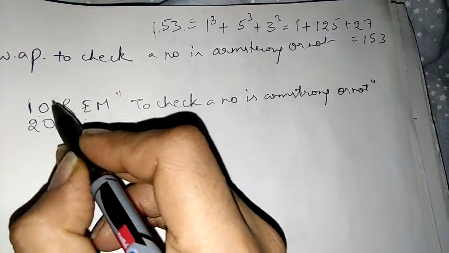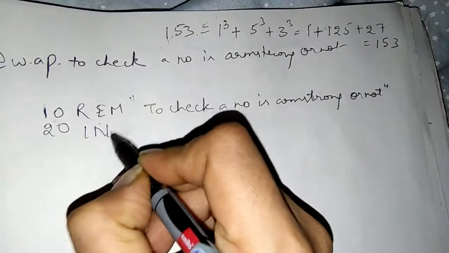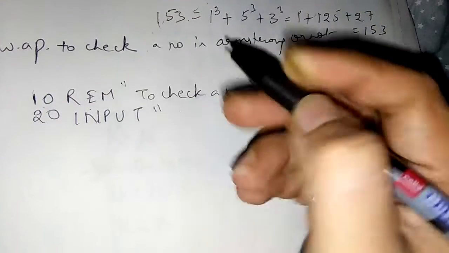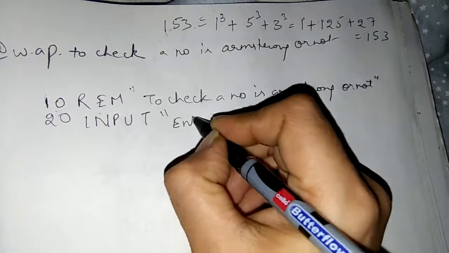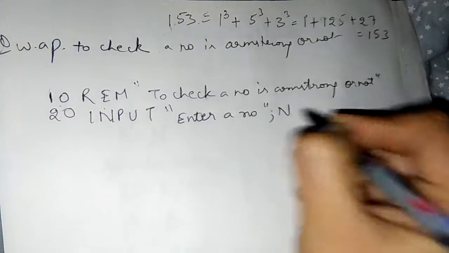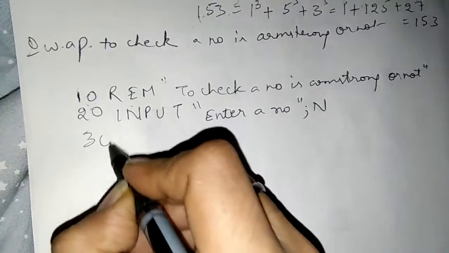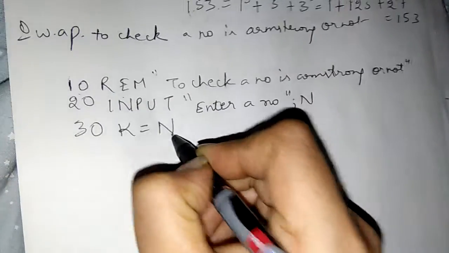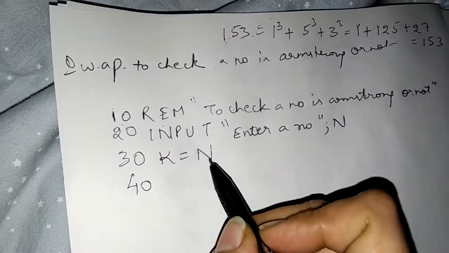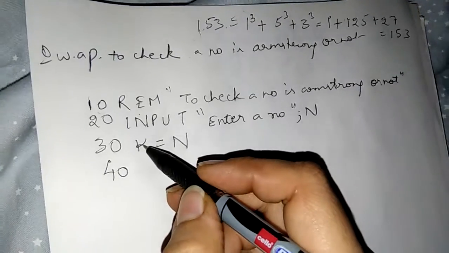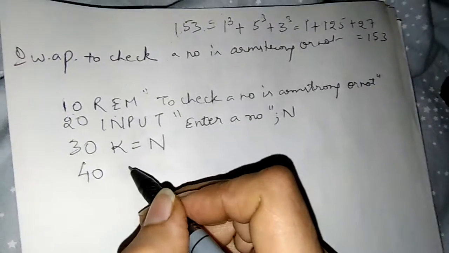For line 20, the next statement, I will be taking an input because I have to check a number. So the user will enter a number. Input, enter a number. Suppose I have taken a number n. Now let us take another variable k, which will store the value of n. And now we will keep on reducing this number n, or maybe k. You can take any variable.